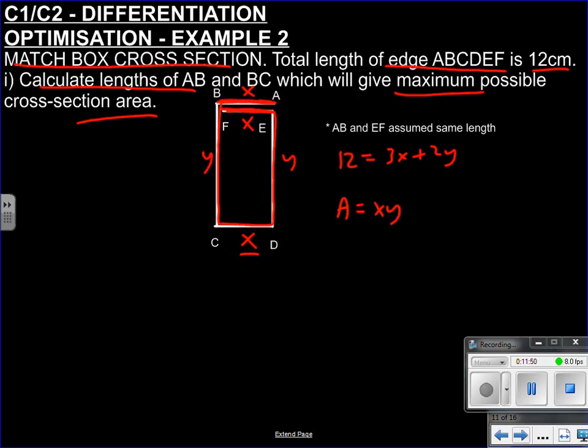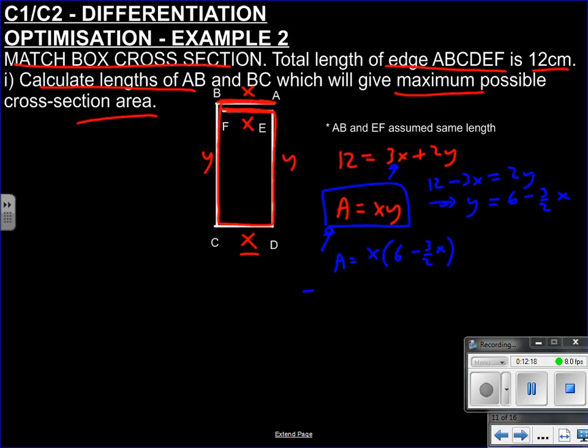But we can't because this is not in the form of one variable only. So we need to rearrange this one. So we get 12 minus 3x equals 2y, so therefore y is 6 minus 3 over 2 x. You see, divide everything by 2, and now that can be put into here. So A equals x times y, which is this. Can't differentiate yet because it's not in ax to the n form.